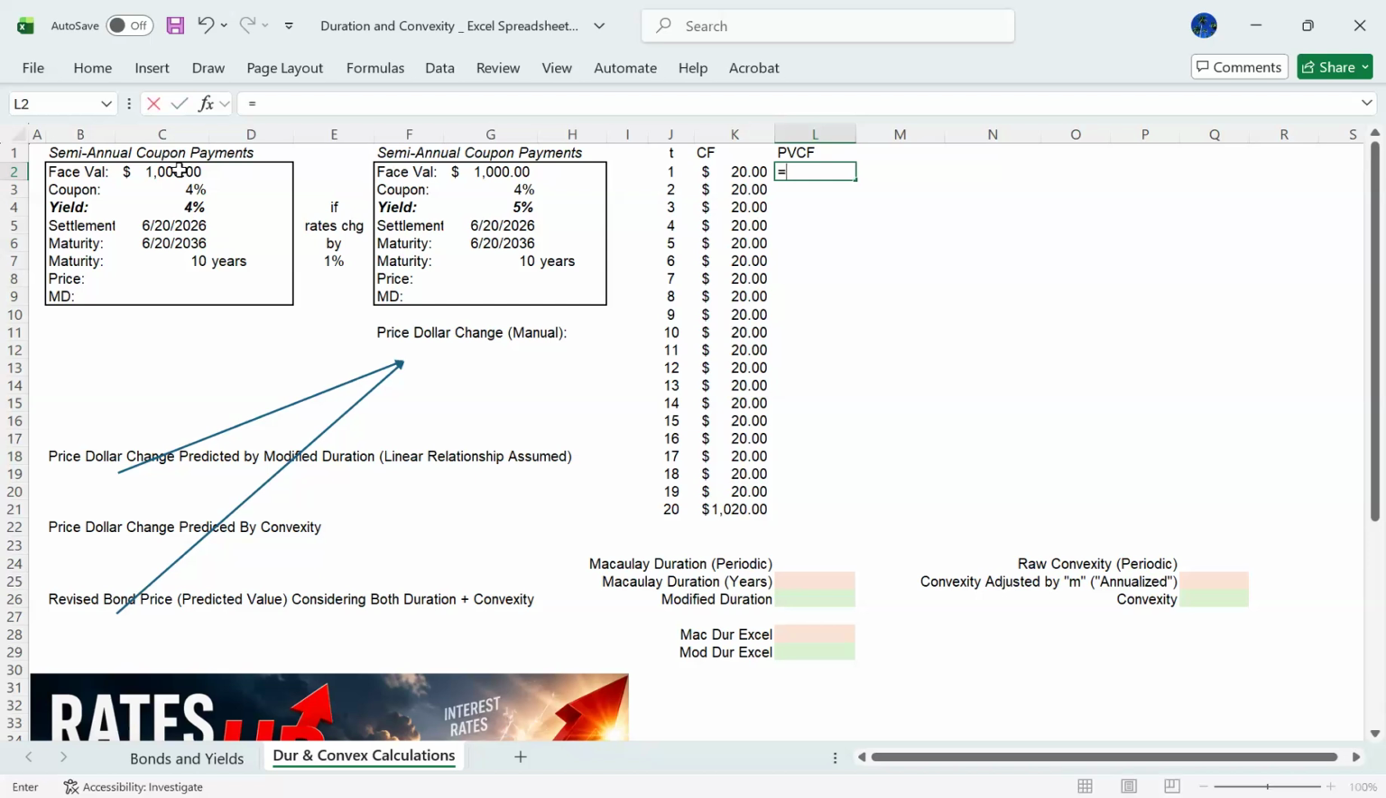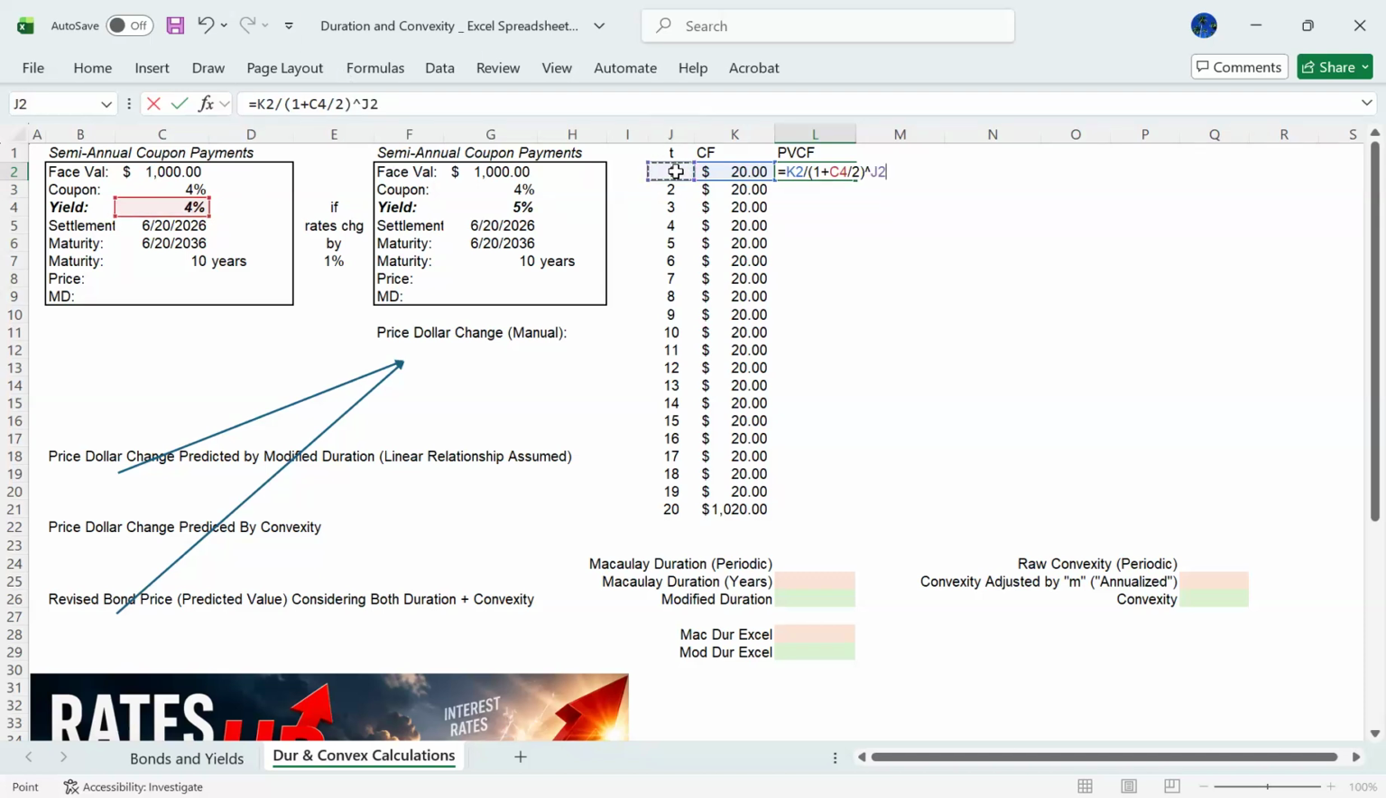Now let's get the present value of each one of these cash flows, and we can continue to use the PV command. But this time we're only going to get the present value of one cash flow at a time. In order to avoid any confusion, let's just do it old school. So we can do 20 divided by 1 plus the yield divided by 2 to the power of time.